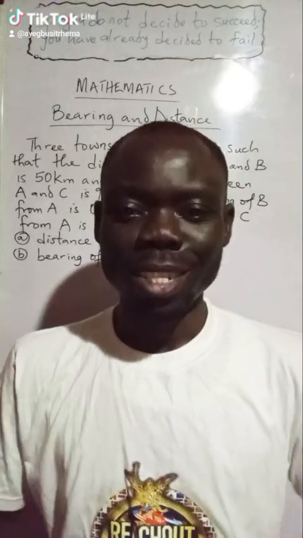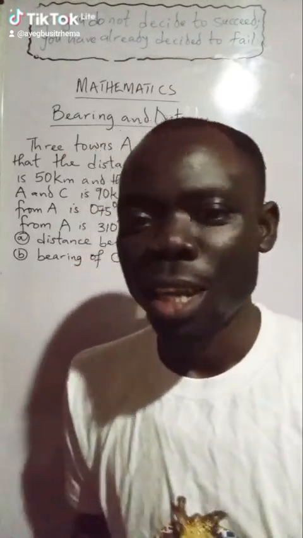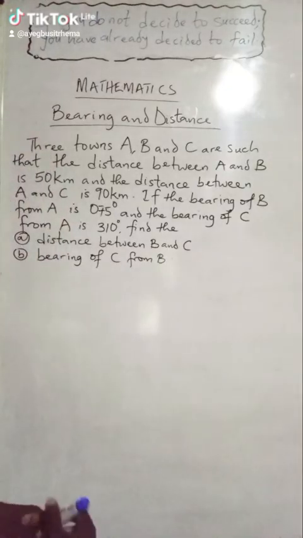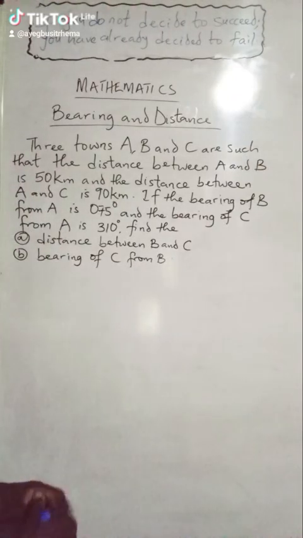So we can proceed today with the question that we have on the board that says: three towns A, B, and C are such that the distance between A and B is 50 kilometers, and the distance between A and C is 90 kilometers. Right?